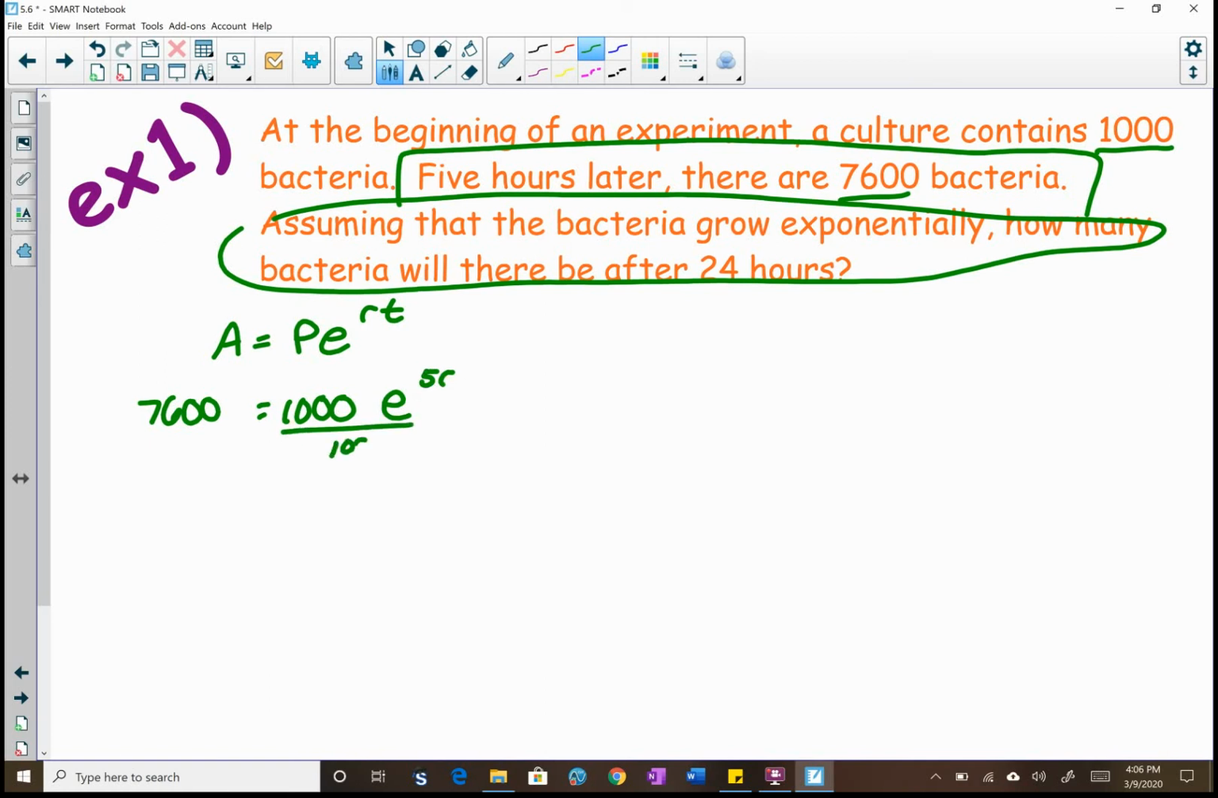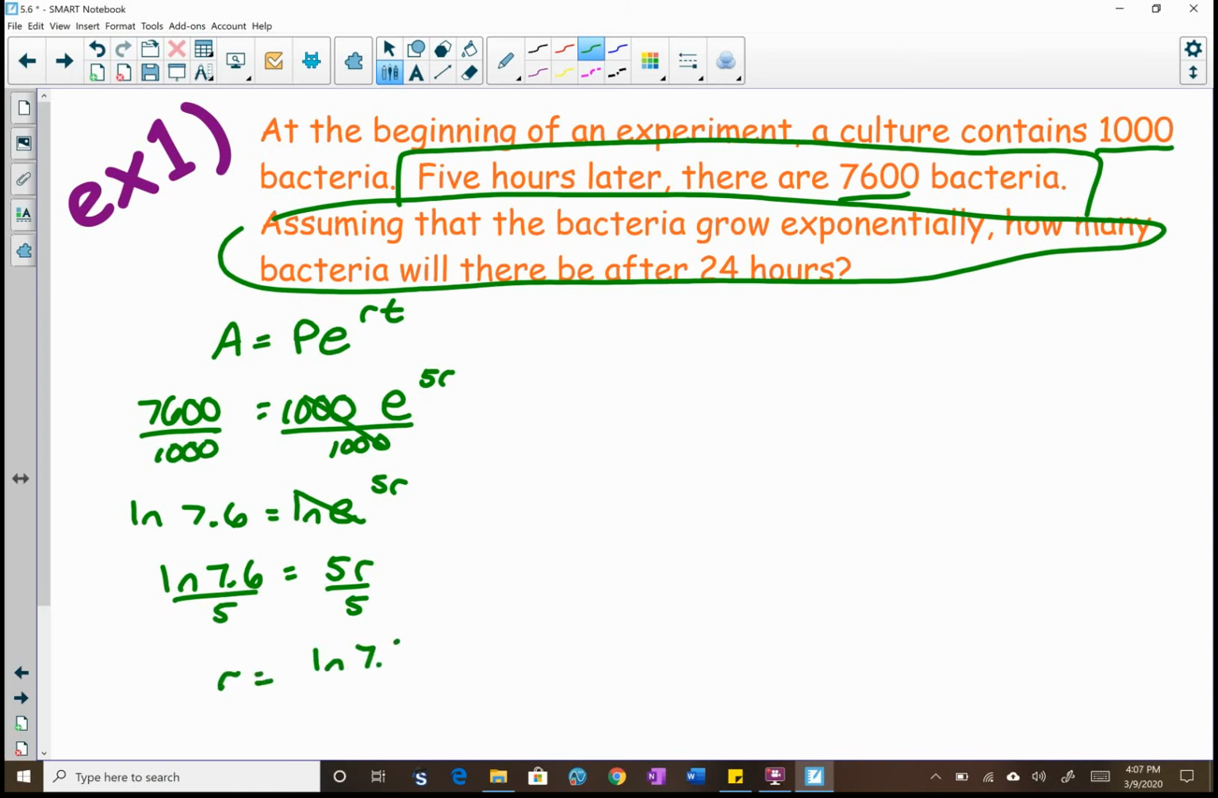So let's divide by 1,000. Over here I get 7.6. Now to undo e, I'm going to take the natural log. So I have the natural log of 7.6 equals 5R. Divide by 5. So R is the natural log of 7.6 over 5.